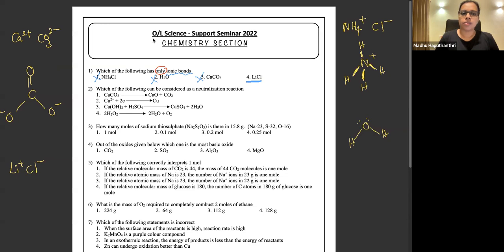Then the second one. Which of the following can be considered as a neutralization reaction? Right? Neutralization reaction.